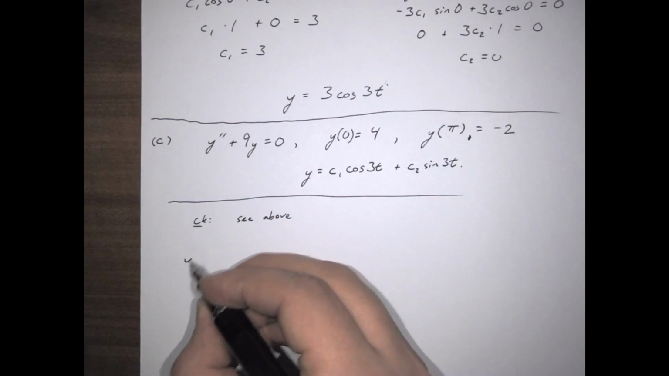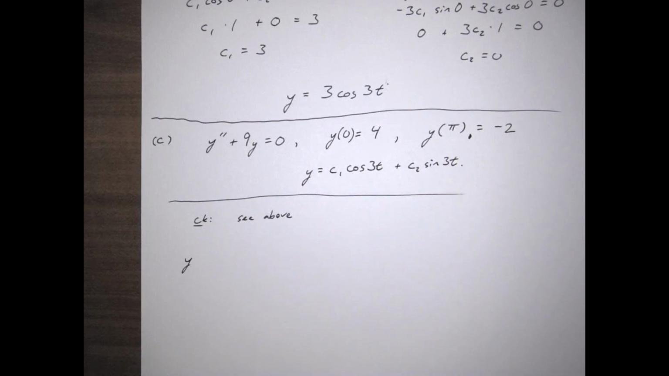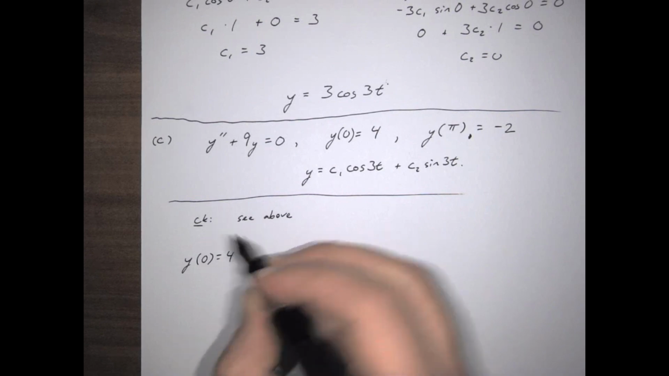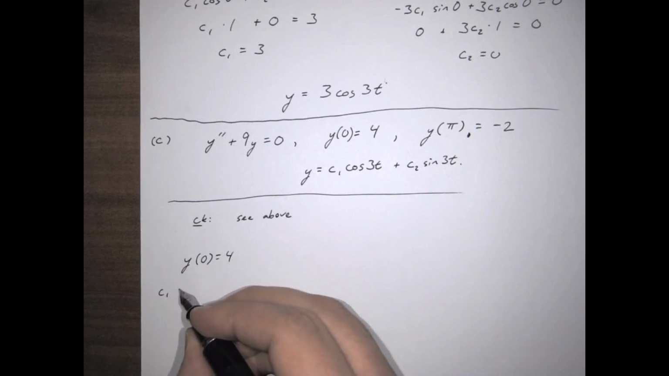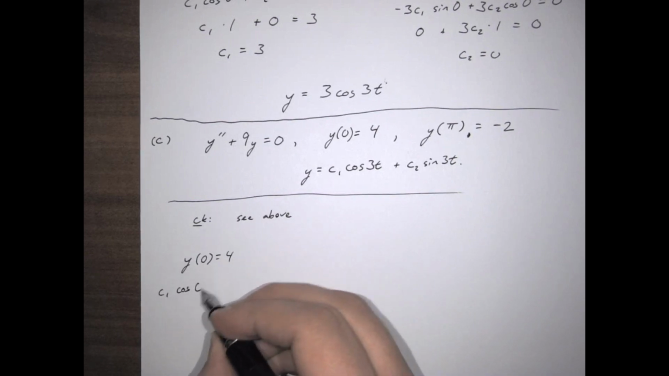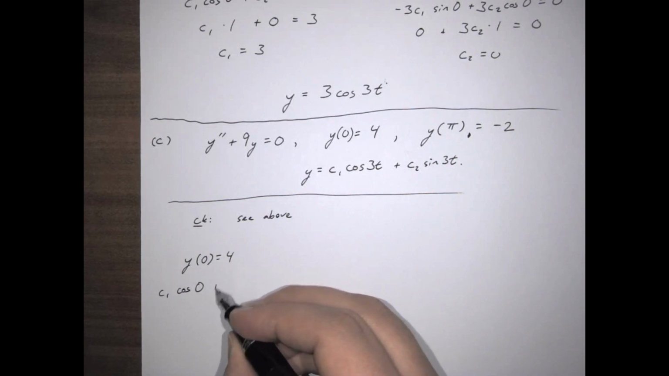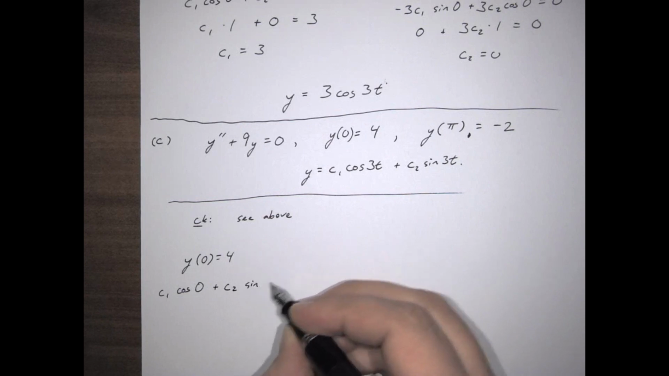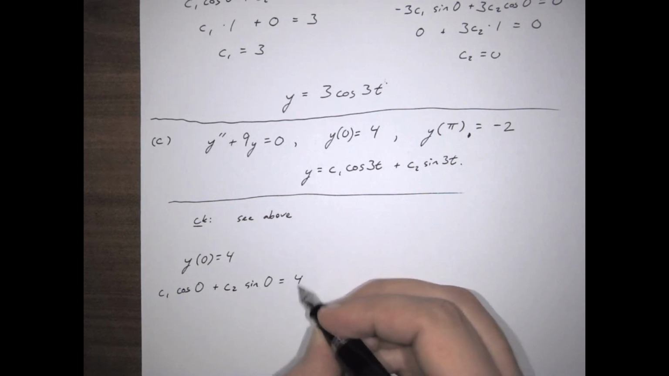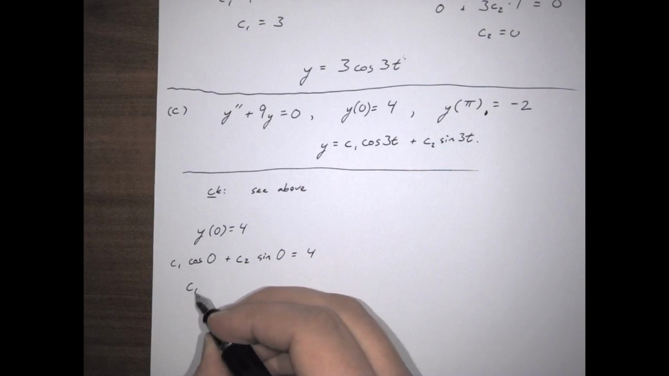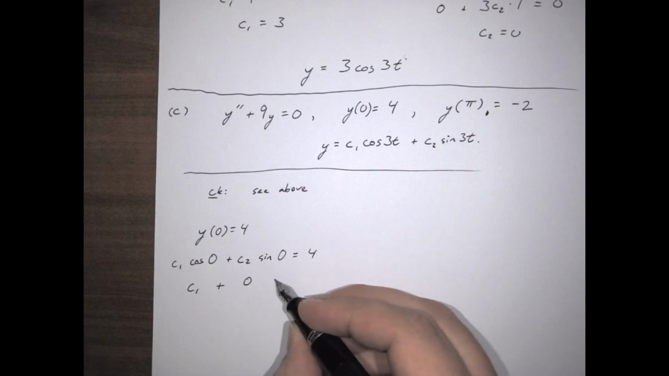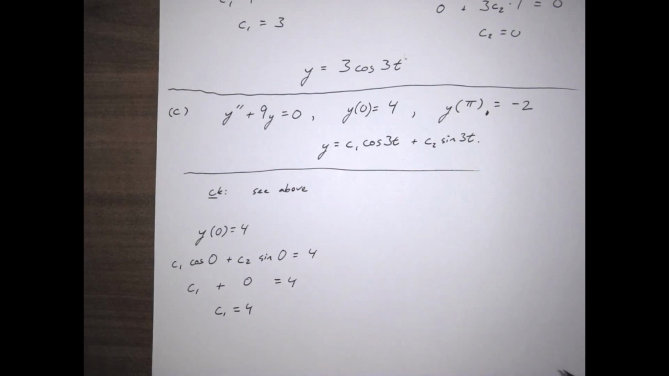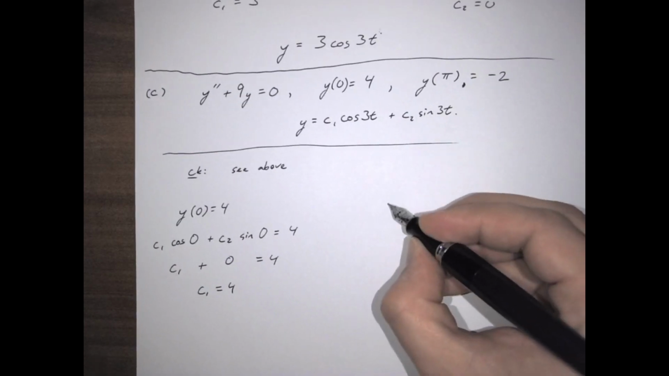Now just plug in these two values and see where that takes us. So y of 0 equals 4. Let's think about what that means. That means c1 cosine of 0 plus c2 sine of 0 is equal to 4. And once again, this just means c1 plus 0 equals 4, so c1 equals 4. Nice and easy. All right, well, what about the other one?